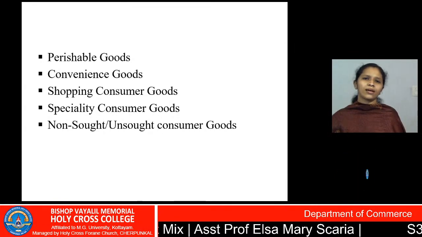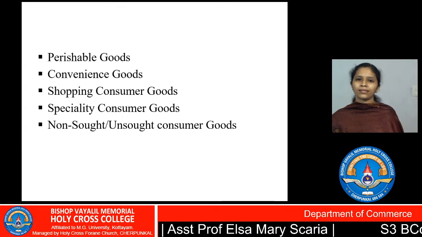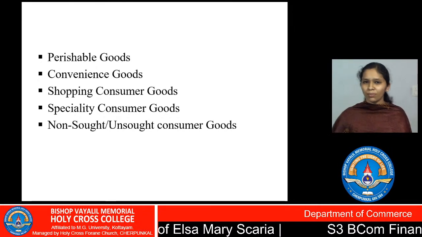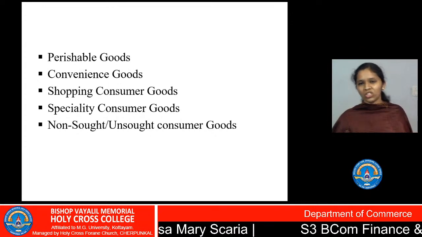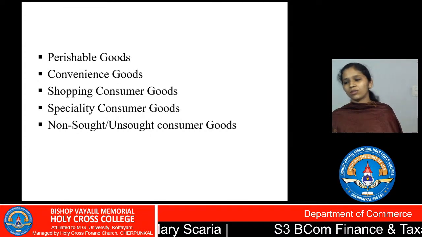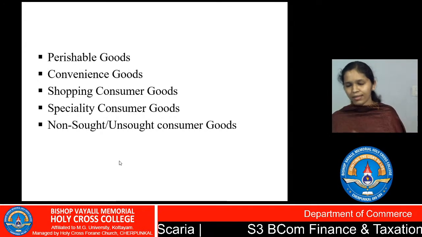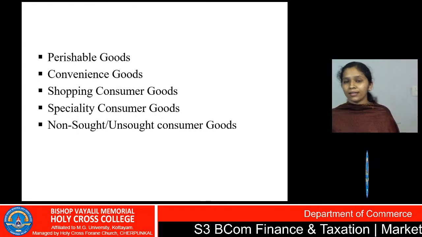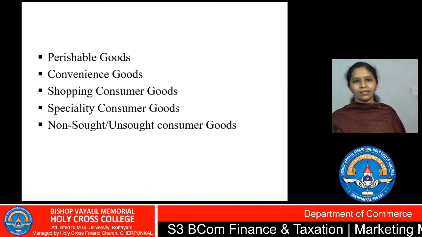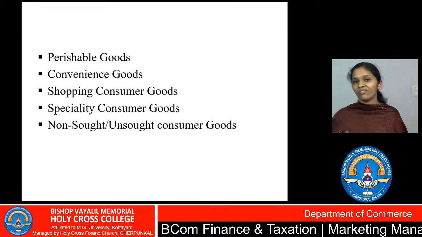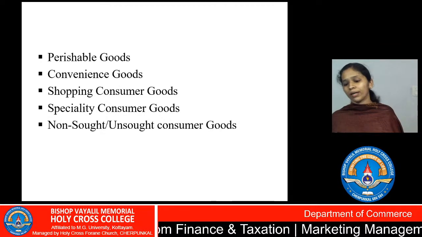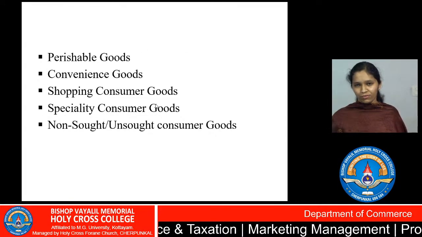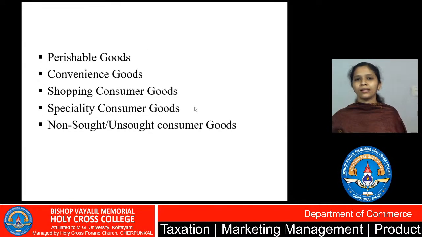Basically, products are classified into two types: industrial products and consumer products. Industrial products are meant for industrial purposes. That means they are sold by one business and bought by another business. Example, raw material. Then the second classification, consumer goods. These are goods meant for final consumption, bought by the final consumers. Example, food items, pen, pencil, etc.